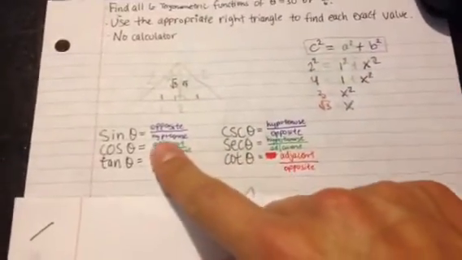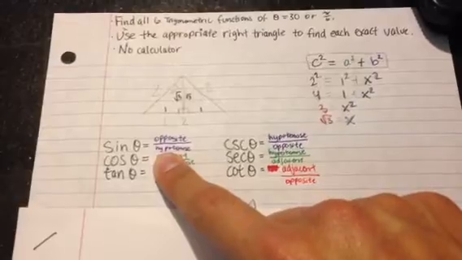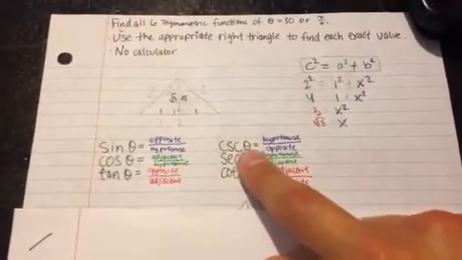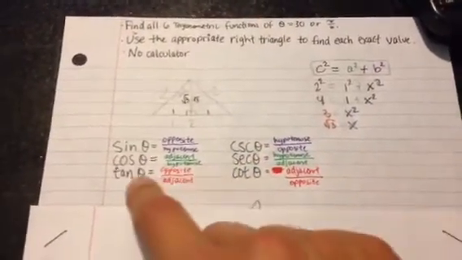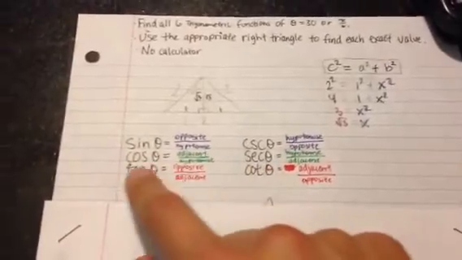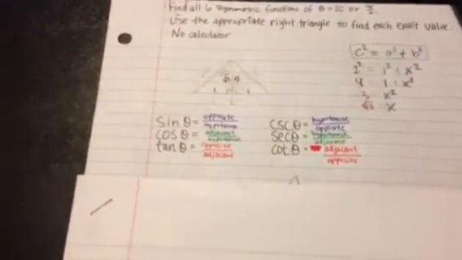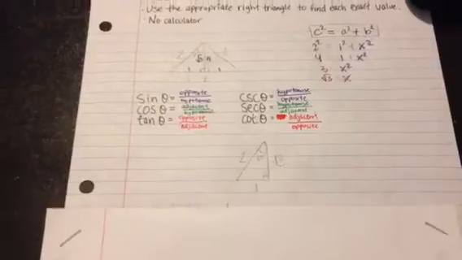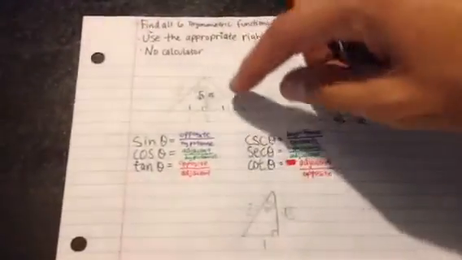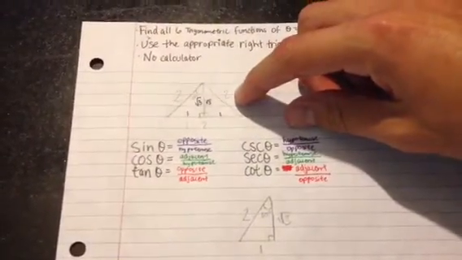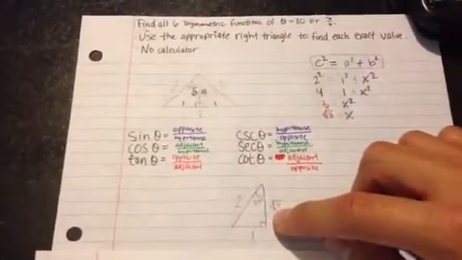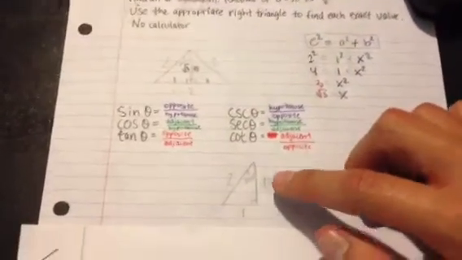So sine is opposite over hypotenuse, cosecant is hypotenuse over opposite, and the trend follows with this one to this one, and this one to this one as well. So taking this equilateral triangle that I've already drawn over here and splitting it in half is the triangle that you'll need to use to find the functions.